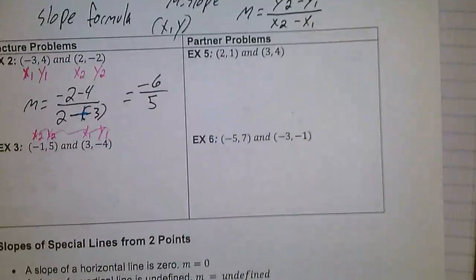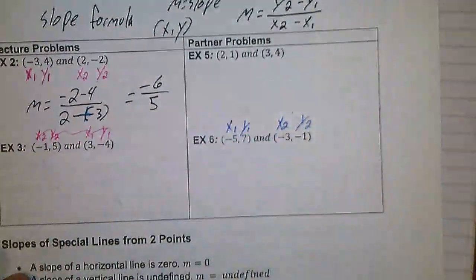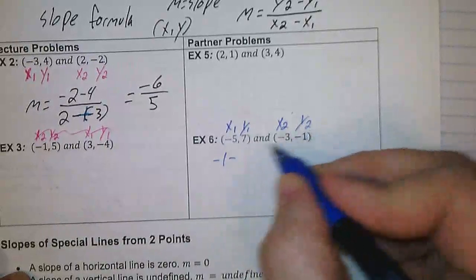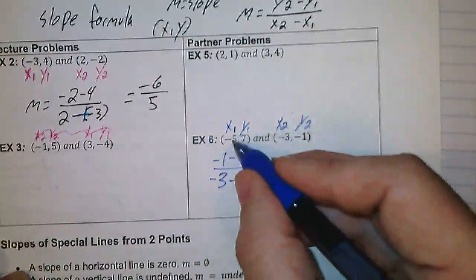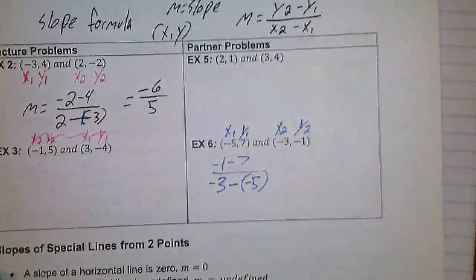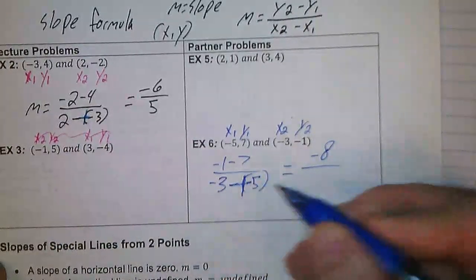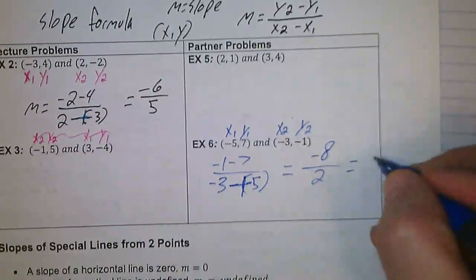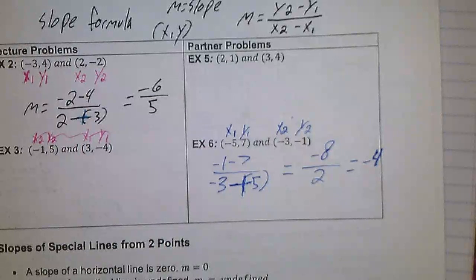We'll do one more, number 6 here. Dealing with a lot of negatives. x1, y1, x2, y2. So y2 minus y1 over x2 minus, because it's the minus from the formula, and then we have a negative 5. Negative 1 minus 7 is negative 8. And this is like negative 3 plus 5, the same as 5 minus 3, which is 2. Now this does simplify into negative 4. I don't think ALEKS cares if you put this over 1, but you don't need to. It's just negative 4.